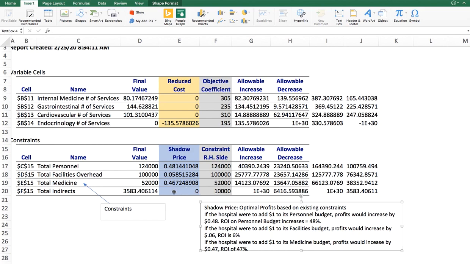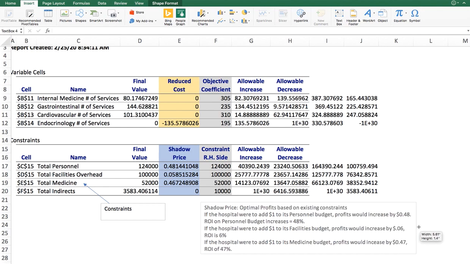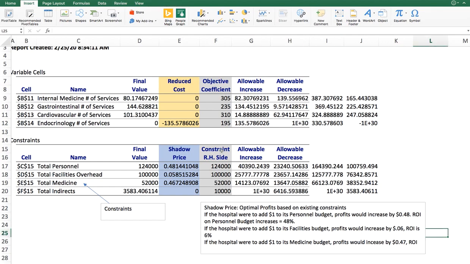the shadow price is not going to change. So it's saying don't add more money to your indirects. Add it mainly in terms of medicine budgets and to your personnel budgets. Why? Because the ROIs for each of them are considerably high, right? So that's important to know.